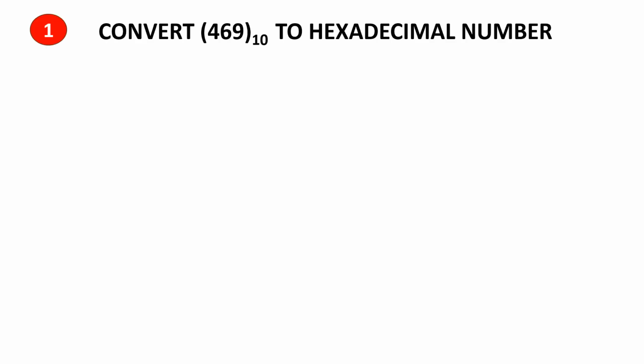Problem 1. Convert the decimal number 469 to a hexadecimal number. To do this problem, we use a method called the repeated division method. So here the required base is 16. The base of a hexadecimal number is 16, so we use this number 16 to do the repeated division.